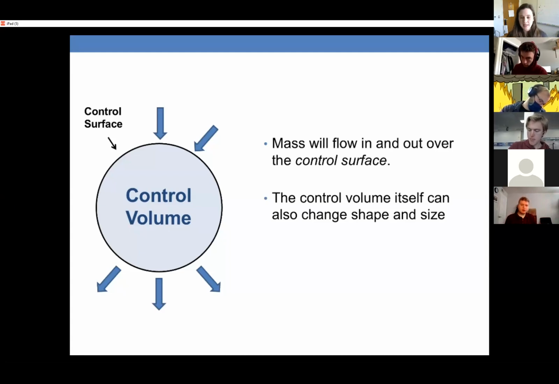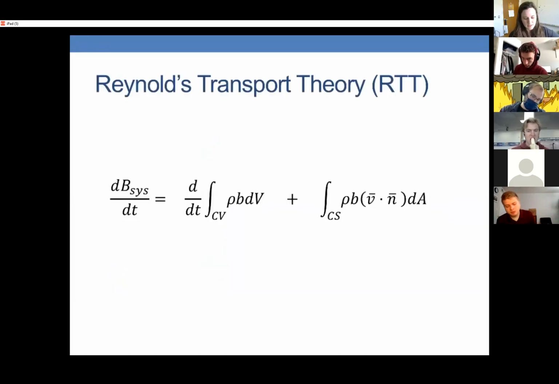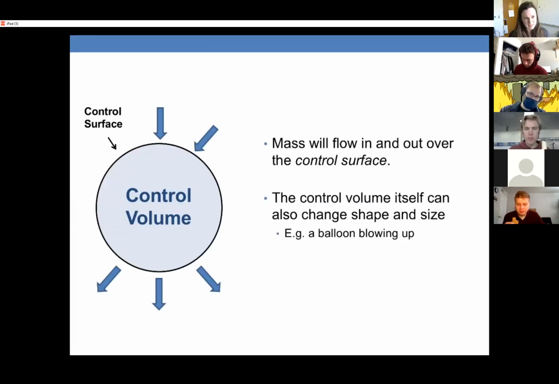What would be an example you can think of where what we might consider a control volume might change its shape and size? A balloon? A balloon, right? That's a really good example. As air is let out of the balloon, the volume of the balloon will change. Or, e.g., a balloon being blown up, either way.